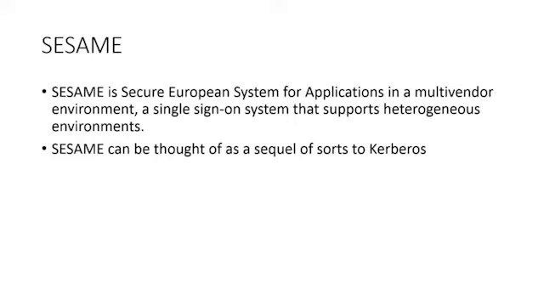Now, over in Europe, the European system, they have actually improved upon Kerberos a little bit because Kerberos doesn't have the confidentiality on the back end. It doesn't use encryption for those tickets. So SESAME, right? SESAME is the Secure European System for Applications in a Multi-vendor Environment. It is a single sign-on system that supports heterogeneous environments. So different environments out there.